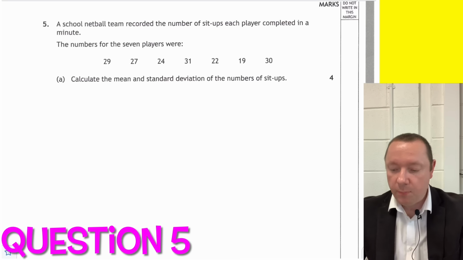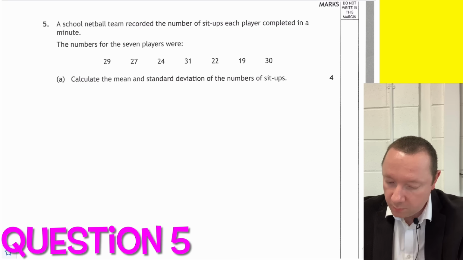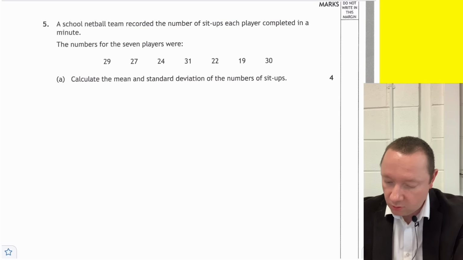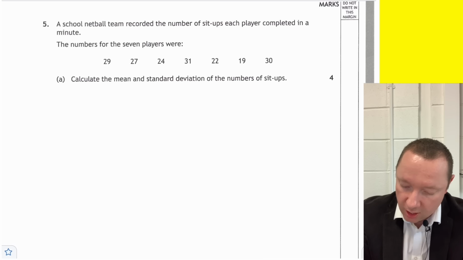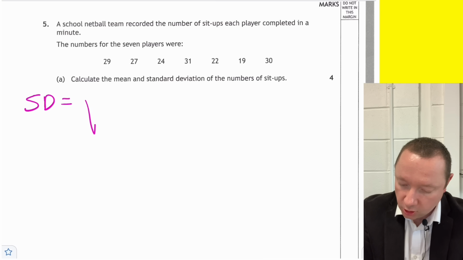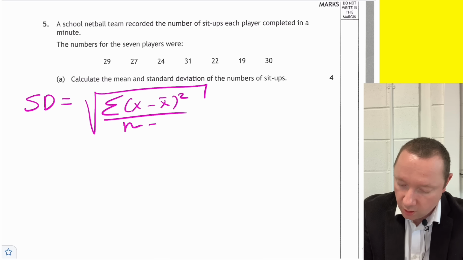Question 5. A school netball team recorded the number of sit-ups each player completed in a minute, and here are the 7 results. Calculate the mean and standard deviation. So for standard deviation, I always use the second option, which is the square root of the sum of x minus x bar squared over n minus 1.